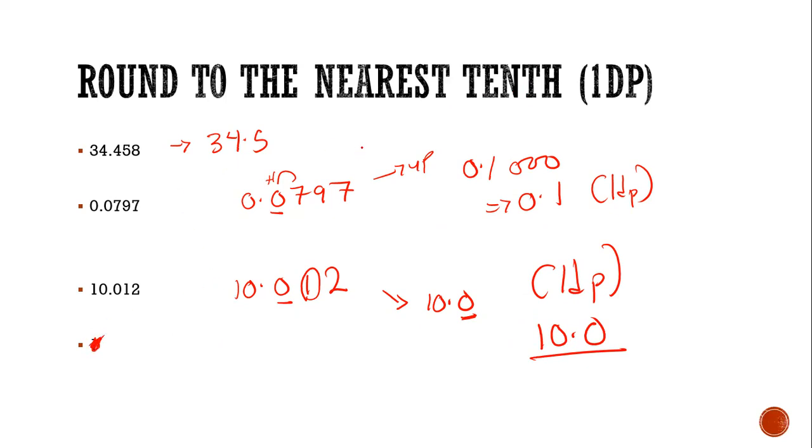But I think we get the idea of how to round to the nearest tenth. If we have a number like 10.012, we have 2 choices: round up or round down. We can round up to 10.1 or round down to 10.0. That depends on the number after the 0, which is 1. 1 is less than 5, so we round down to 10.0.